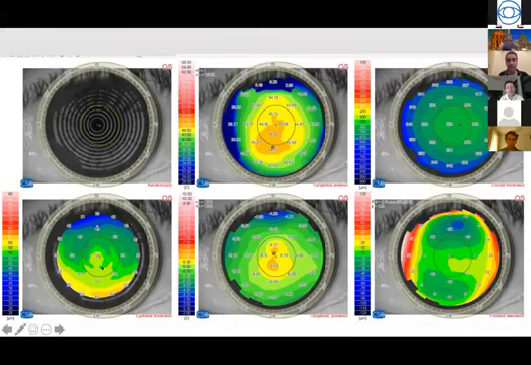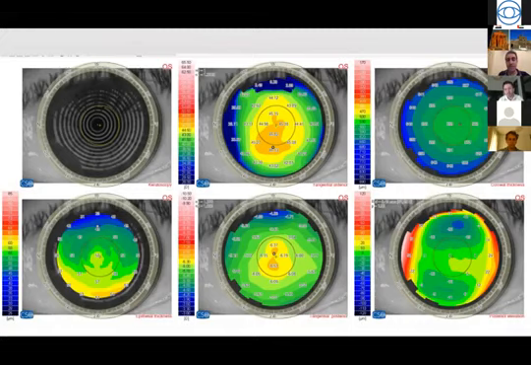On the bottom, you have the epithelium. In the middle, I have the instantaneous curvature. On the bottom, posterior curvature. Then you have the pachymetry, and here you have the BFS. I don't like to look at the anterior best fit sphere. I don't think it adds a lot to what I have here.